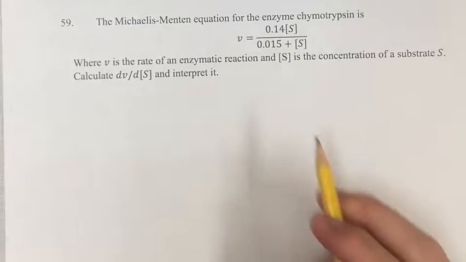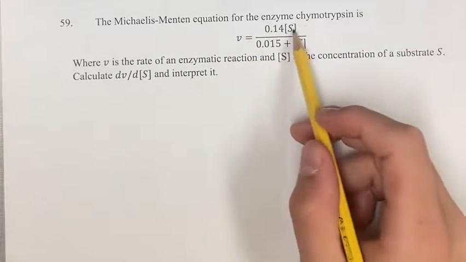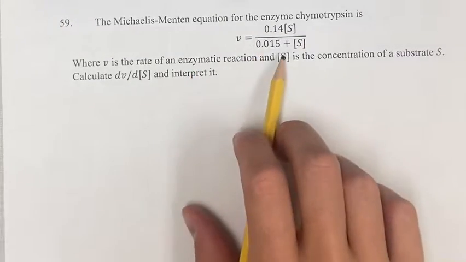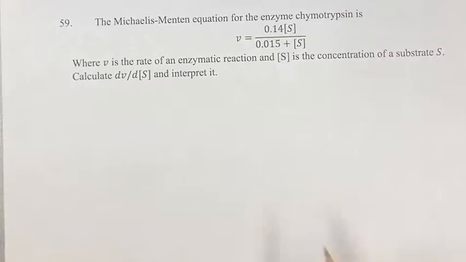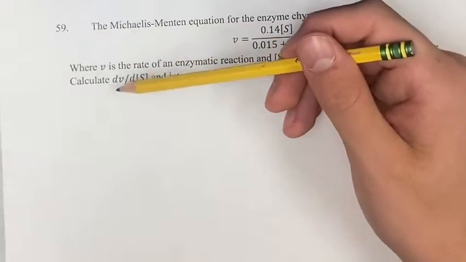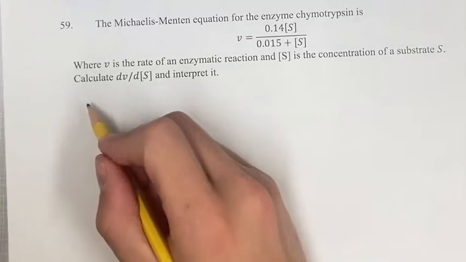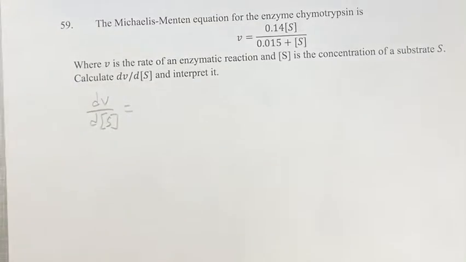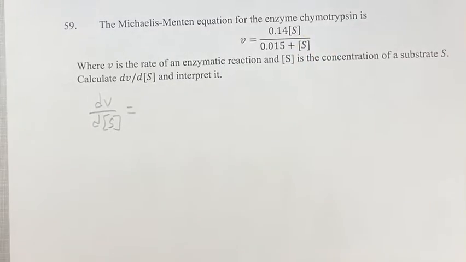In this problem we're given the formula for V in terms of S, where V is the rate of an enzymatic reaction and S is the concentration of a substrate S, and we're looking to find the derivative of V over S. So calculating this, we can do using the quotient rule since we have a fraction right here.